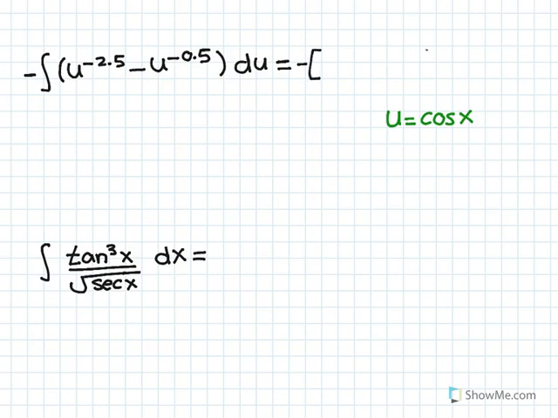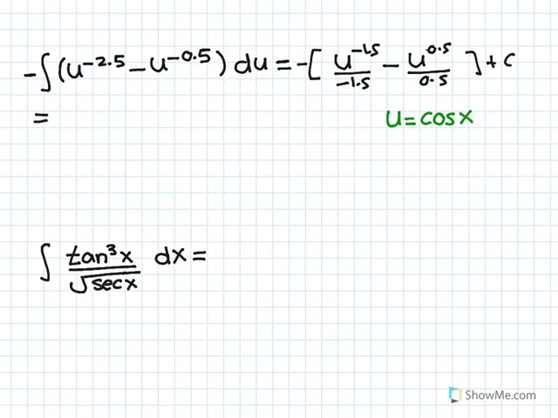So we have minus, what is the antiderivative of u to the minus 2.5? We add 1 to the exponent and divide by the same. So we get u to the negative 1.5 divided by negative 1.5, minus, u to the negative 0.5 plus 1, that's u to the 0.5 divided by 0.5, plus c.